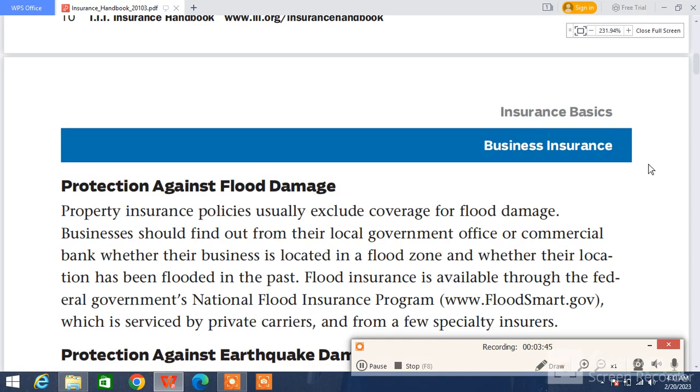So if you want to know whether the policy will cover the loss or not, you'll have to contact your local government office or commercial bank. They will tell you what this policy is about and what kind of loss it will cover.